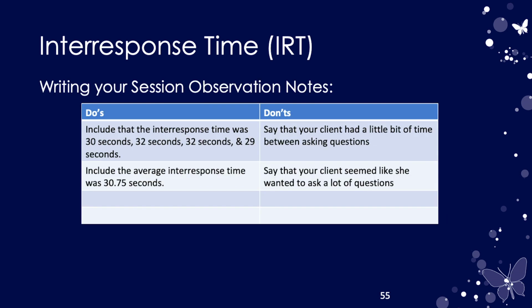When writing your session observation notes, do include that the inter-response time was 30 seconds, 32 seconds, 32 seconds, and 29 seconds. Include the average inter-response time was 30.75 seconds. This is objective and descriptive. It will let your supervisor know exactly what happened in session.